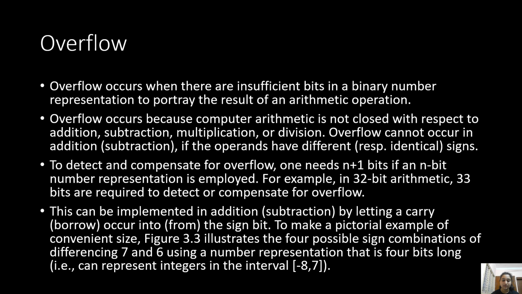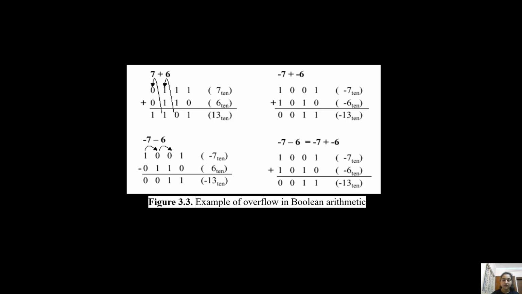To make a pictorial example, figure 3.3 illustrates the four possible sign combinations of adding and differencing 7 and 6 using a 4-bit number representation, that is, one that can represent integers in the interval minus 8 to 7. In overflow, it is like an extra carry or borrow is added. Example: 7 plus 6 we get 13. We have taken the binary digits 0111 and 0110 and added them. Thus there is a carry into the sign bit, and the result appears with a negative sign.